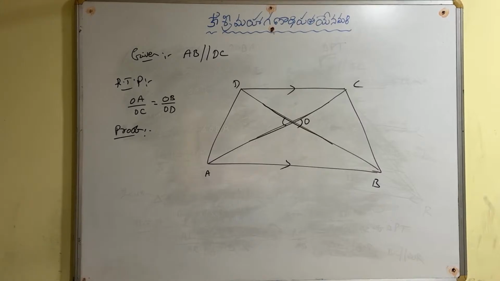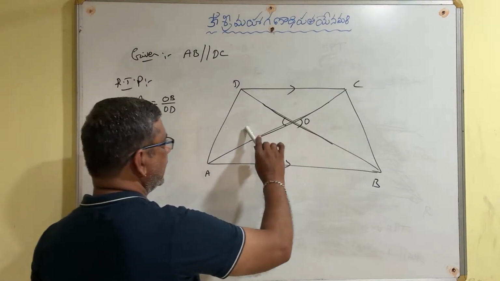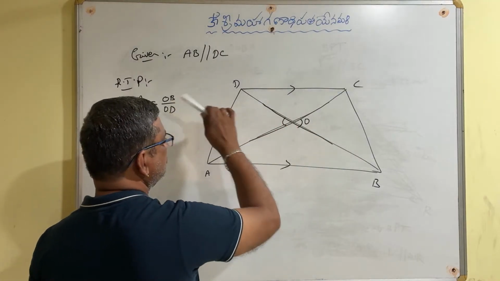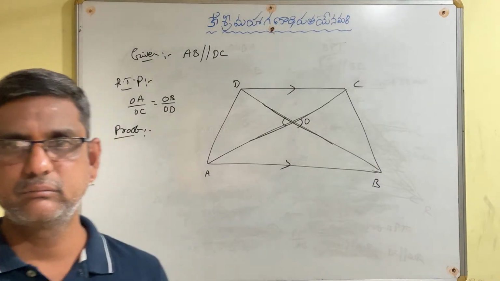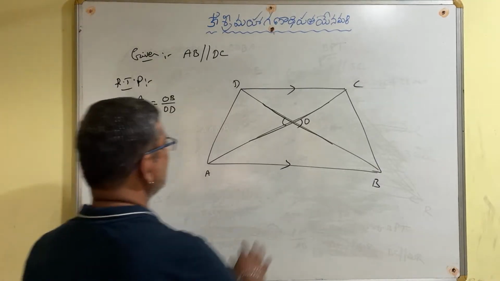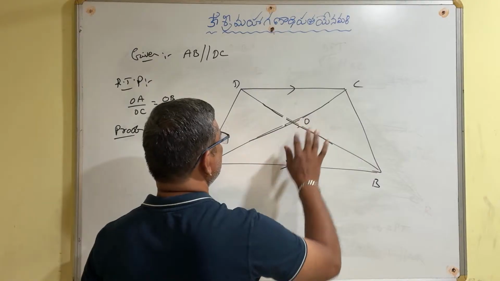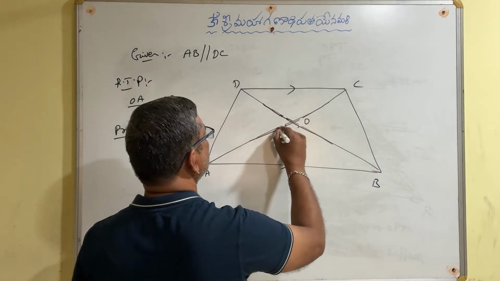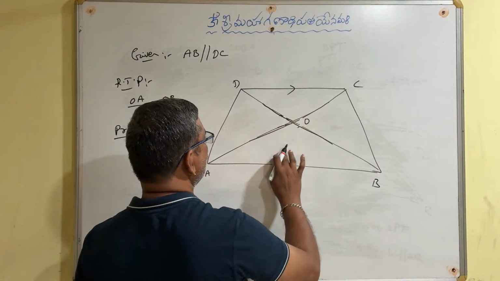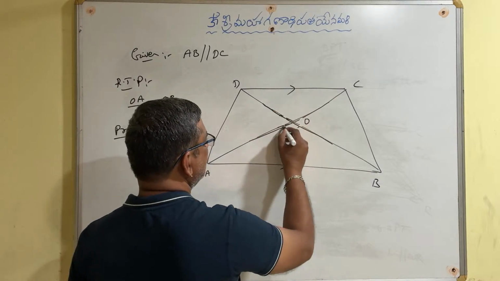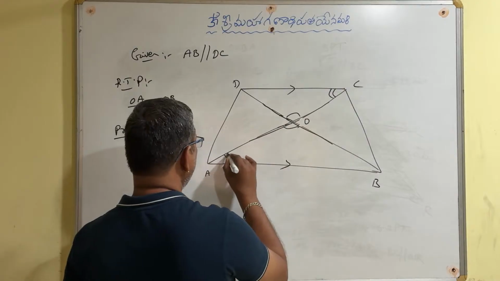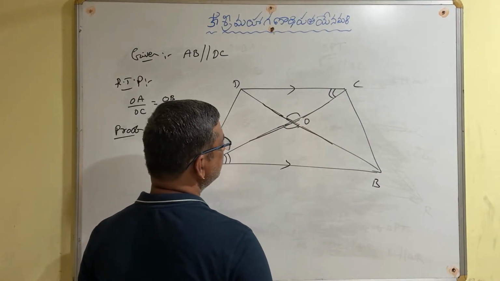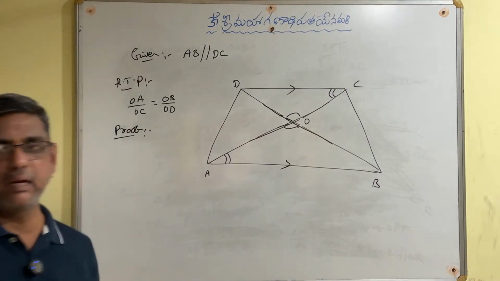So if any student considers these two triangles to prove this problem, that is wrong. You have to select this pair, AOB, COD. Vertically opposite angles are equal. Alternate interior angles are equal, so AA similarity.